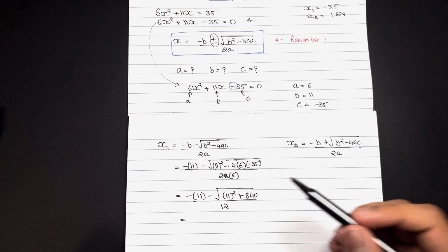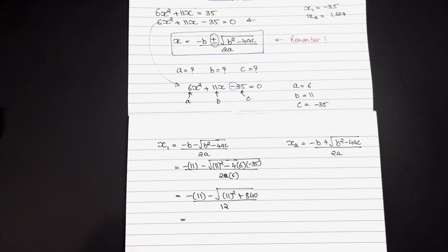I'll just speed up the video and keep simplifying this just to make the video shorter. I'm sure you know how to do all this stuff now. If I simplify this even further, it will equal negative 7 over 2 or negative 3.5. And this was one of our answers, as you can see here, that we wrote down earlier. So this is our x1.